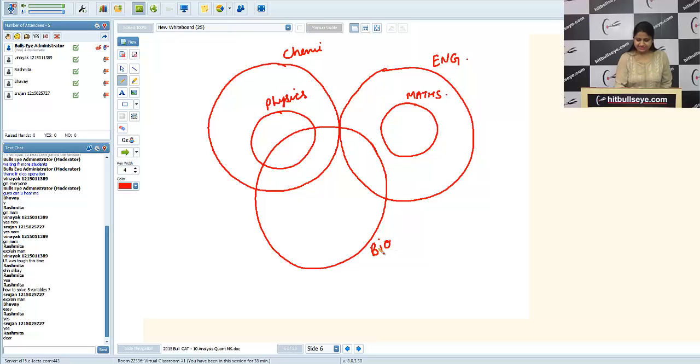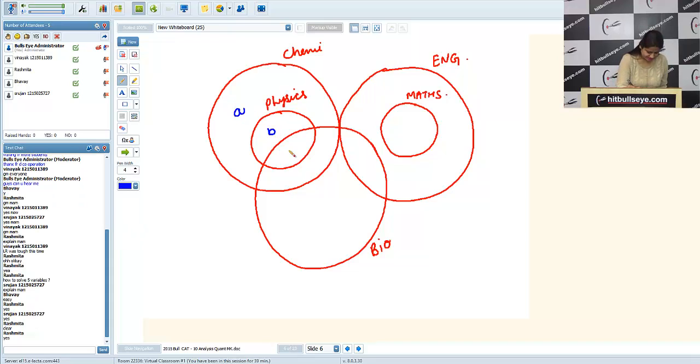Bio is intersecting with chemistry, physics and English, but it cannot intersect with maths because the condition was the students who passed in maths failed in all other subjects except English. Is it okay, Rashmita? Now we will take variables, we'll take conditions. Let it be A, B, C, D. This is E, F, G and H. Now we will take conditions.